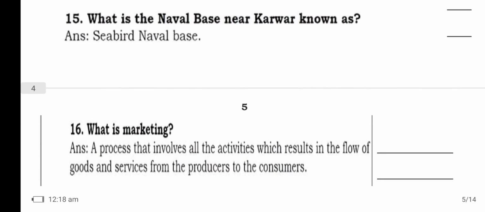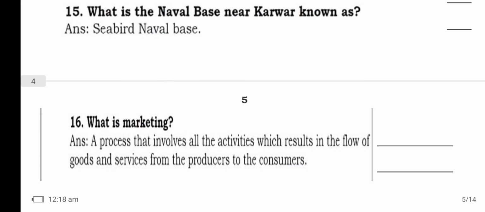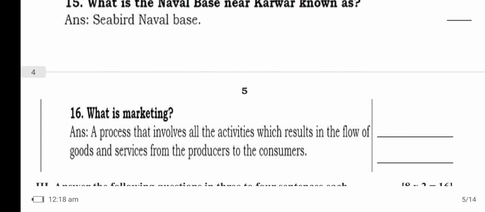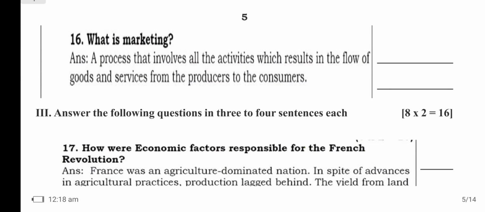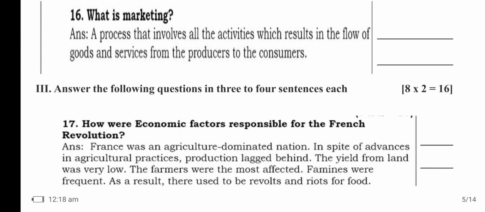What is marketing? A process that involves all the activities which result in the flow of goods and services from the producers to the consumers. So now answer in 3 to 4 sentences each.